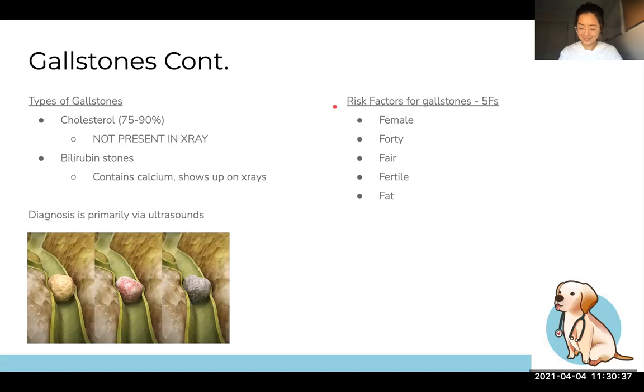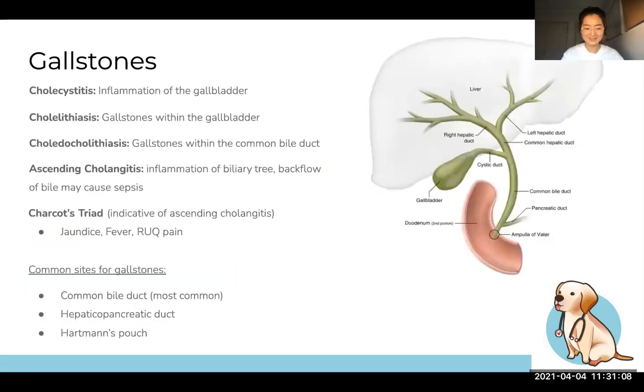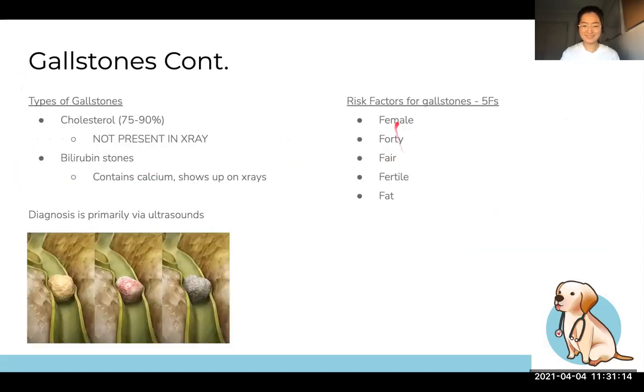In terms of risk factors, once again very buzzwordy, the 5 Fs. So female, 40, fair, fertile, fat. So if you have a stem with a 40-year-old female complaining of right upper quadrant pain, you can see that she's a bit jaundiced, and she's also quite fat. And she says, oh yeah, this pain has been coming on, especially when I'm eating fatty meals. Very buzzwordy, probably going to be gallstones or one of these few. Pretty much just remember these 5 risk factors for gallstones.